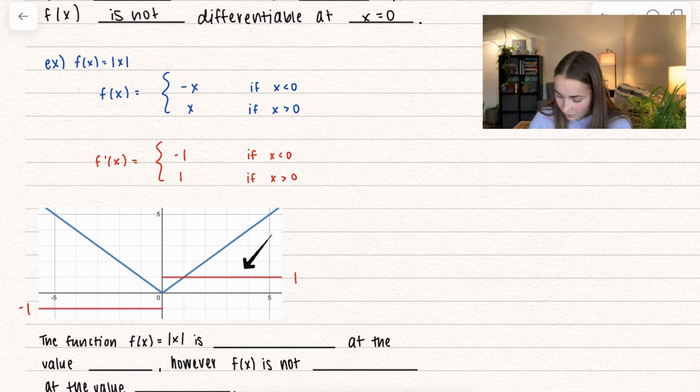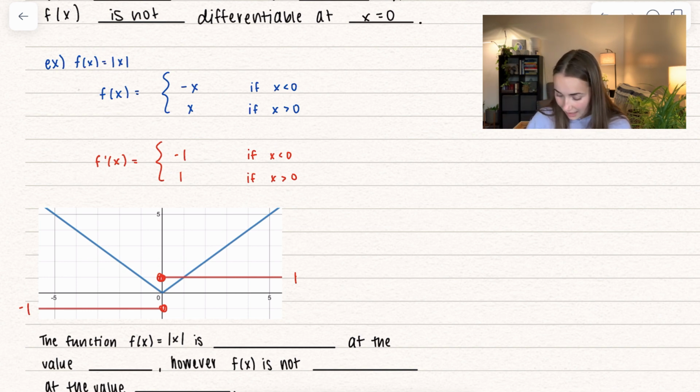So this is what I was talking about: our derivatives jump up from negative 1 to positive 1. That means it's not differentiable at the point x equals 0. But if we look at our function, it is still continuous. I never have to lift my pencil. I have that they're approaching the same value from both sides.